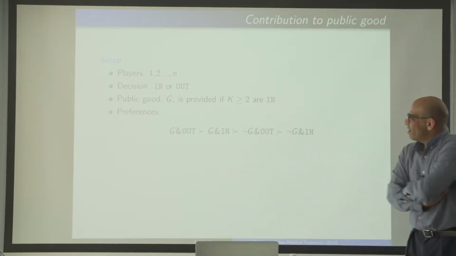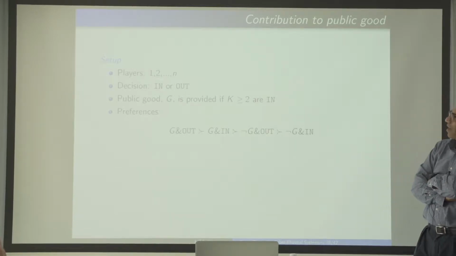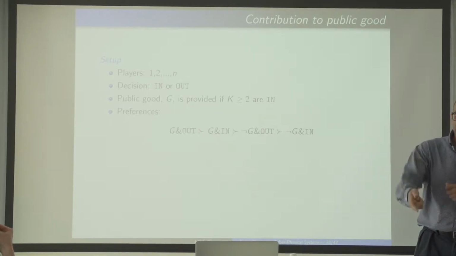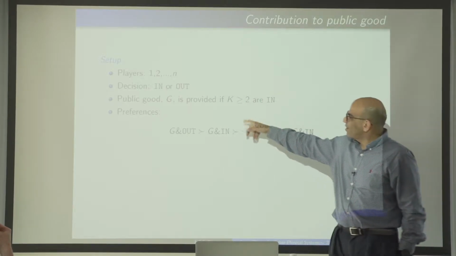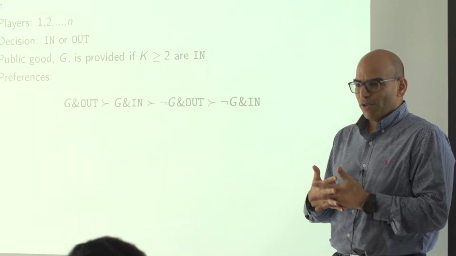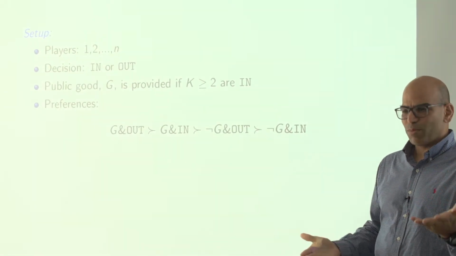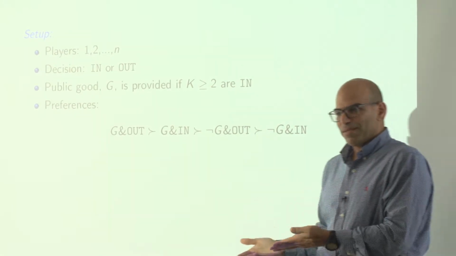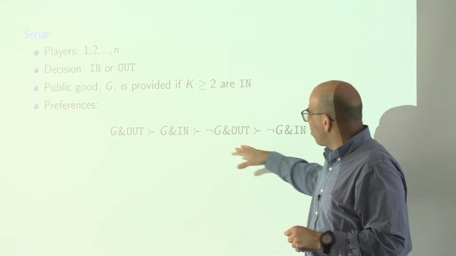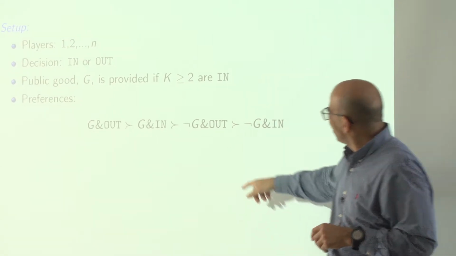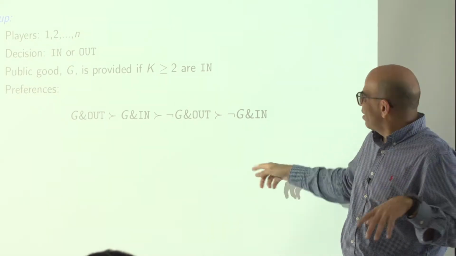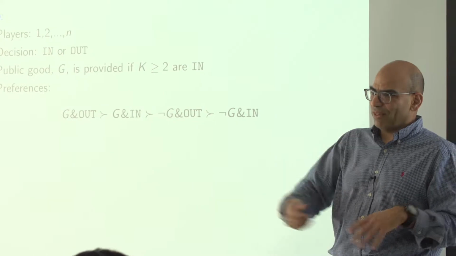We can have more involved settings. Okay, for example, this is a contribution game, and the contribution is as follows. There's something that will be provided to all of us, provided that enough of us pitch in. Okay, so we need exactly K or more to pitch in. And then our preferences are as follows. The best thing for me is that the good is provided and I didn't pitch in. The second best thing for me is the good is provided and I pitched in. The next best thing is the good is not provided, but I didn't pitch in. And the worst thing is the good is not provided and I had committed. Okay, that's the worst thing.